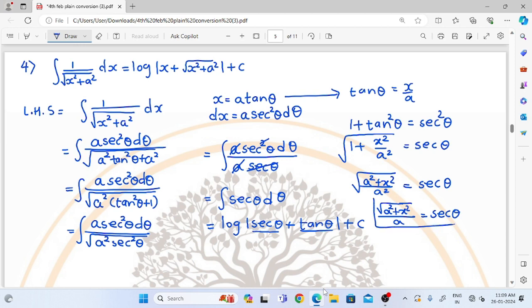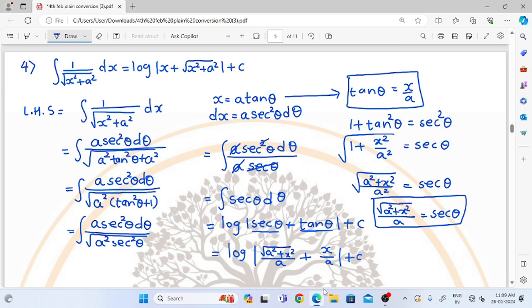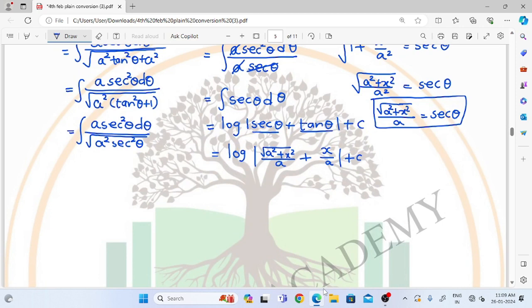So we have the value of sec theta and we have the value of tan theta, so that we will substitute here. So log of sec theta is nothing but square root of a square plus x square, or you can write down x square plus a square, that is the same thing, divided by a, plus value of tan theta is nothing but x upon a plus c. Okay. Now here denominator is equal, that is a, so we can add the numerator. So this we can write down x plus square root of x square plus a square, okay, that is the same thing, whole divided by a plus c.